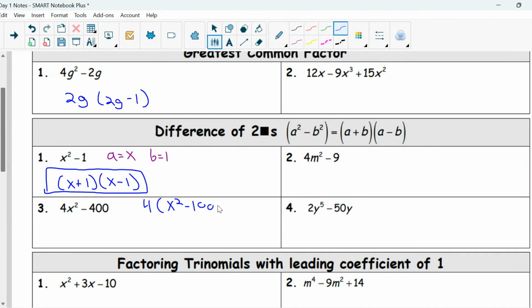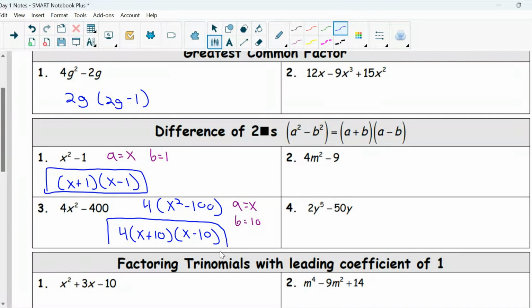Okay, both 1, which is my coefficient on x squared, and 100 are both perfect squares. So once again, my a value, which is the square root of x squared, is x, and my b value, which is the square root of 100, is just 10. So using my formula, I've got 4, don't forget your greatest common factor, times a, which is x, plus b, which is 10, times a, which is x, minus b, which is 10. So that's my factored form.